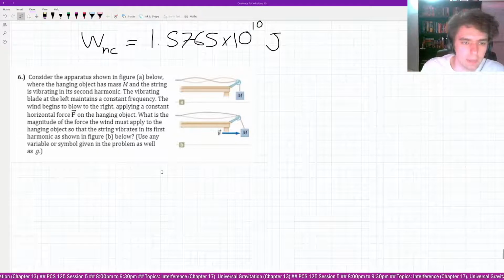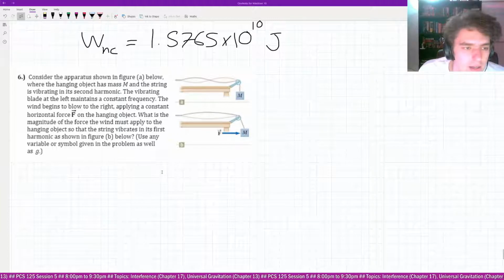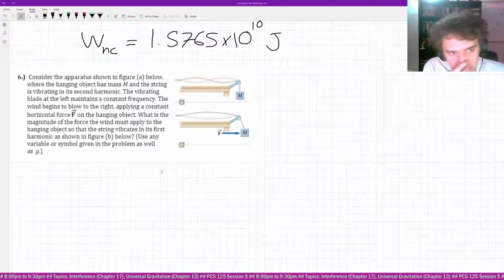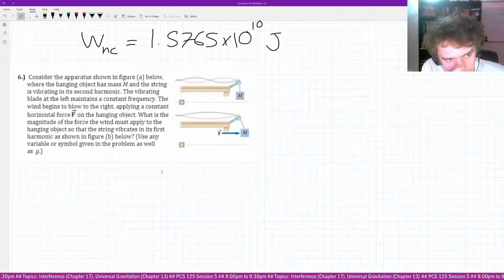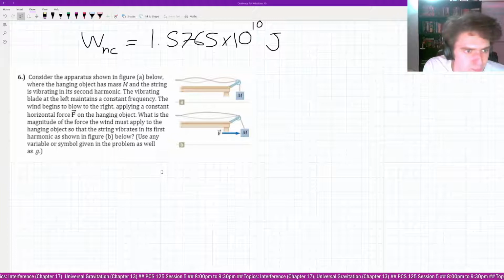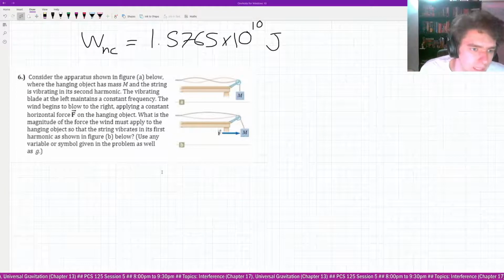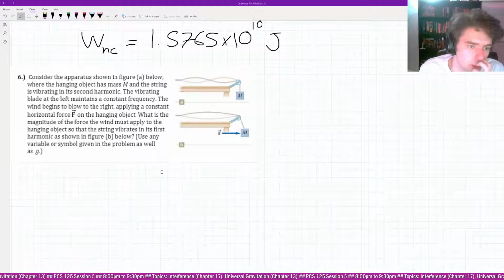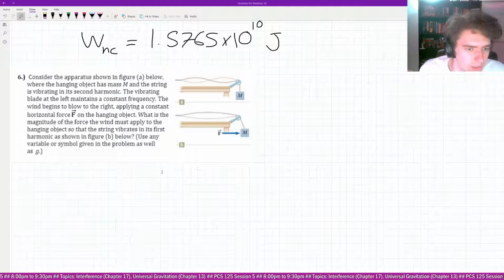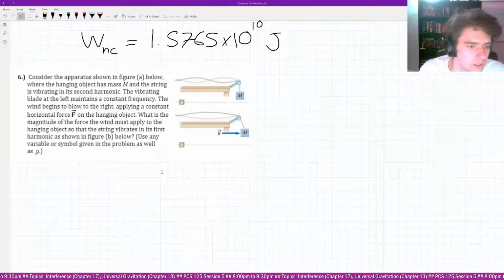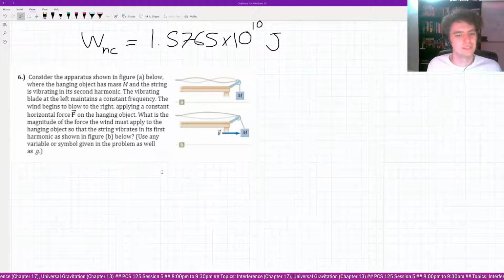So consider the apparatus shown in figure A below, where the hanging object has mass m and the string is vibrating in its second harmonic. The vibrating blade at the left maintains a constant frequency. The wind begins to blow to the right, applying a constant horizontal force F on the hanging object. What is the magnitude of the force the wind must apply to the hanging object so that the string vibrates in its first harmonic, as shown in the figure below? Use any symbol.